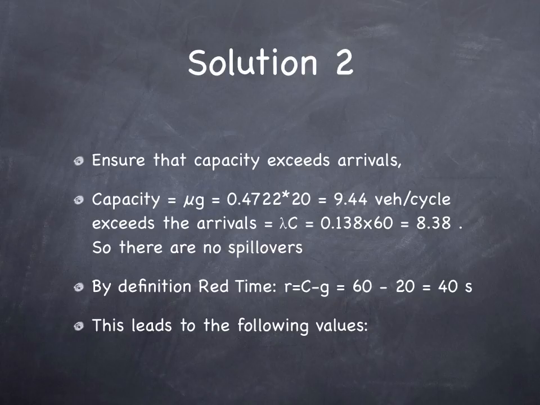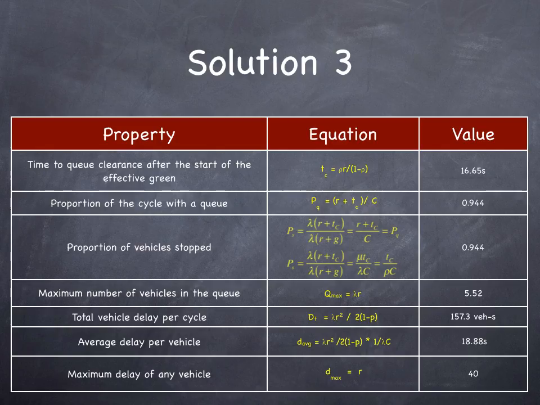By definition, the red time, R, equals the cycle time minus the effective green time, which is 60 minus 20, or 40 seconds. This allows us to compute the following values. The time to queue clearance after the start of the effective green, T sub C, we can compute as 16.65 seconds. The proportion of the cycle with a queue, P sub Q, we can compute as 0.94. The proportion of vehicles stopped is also 0.94.